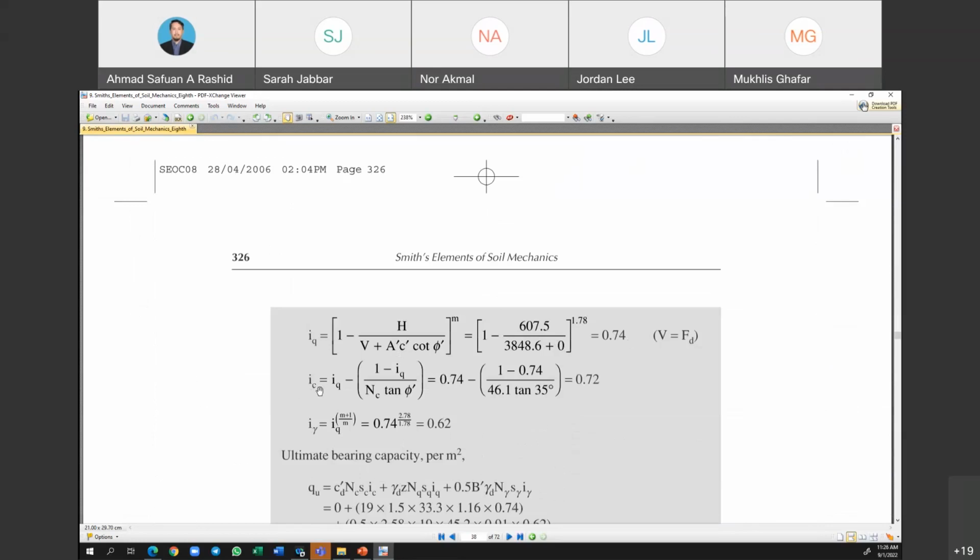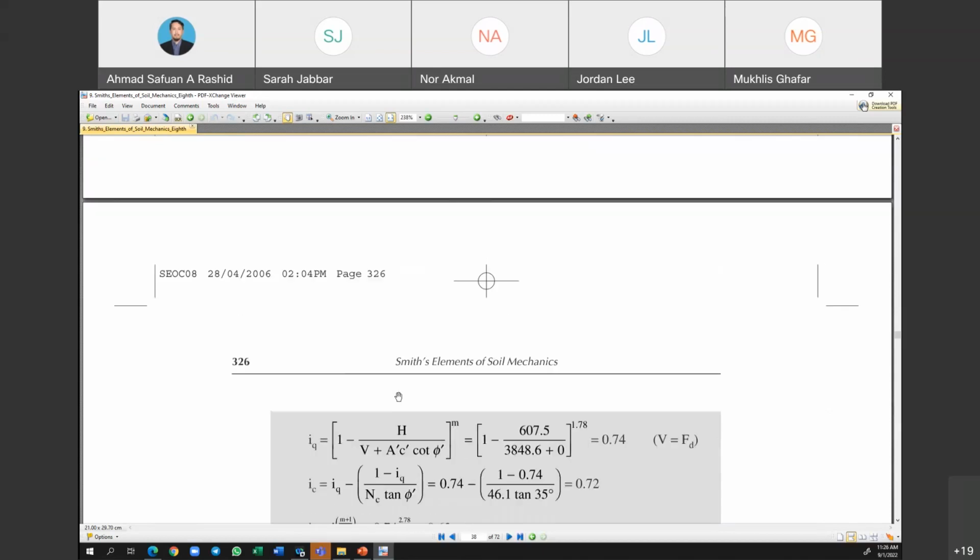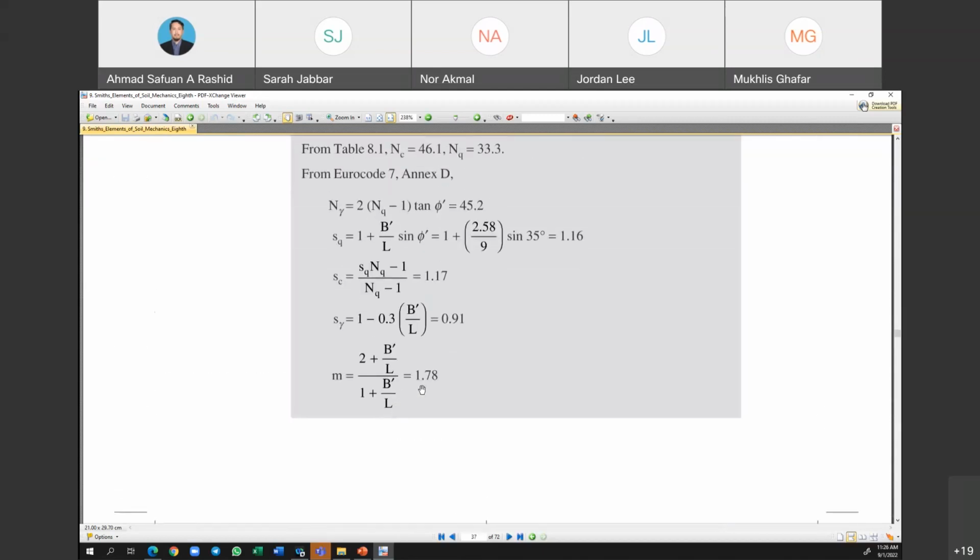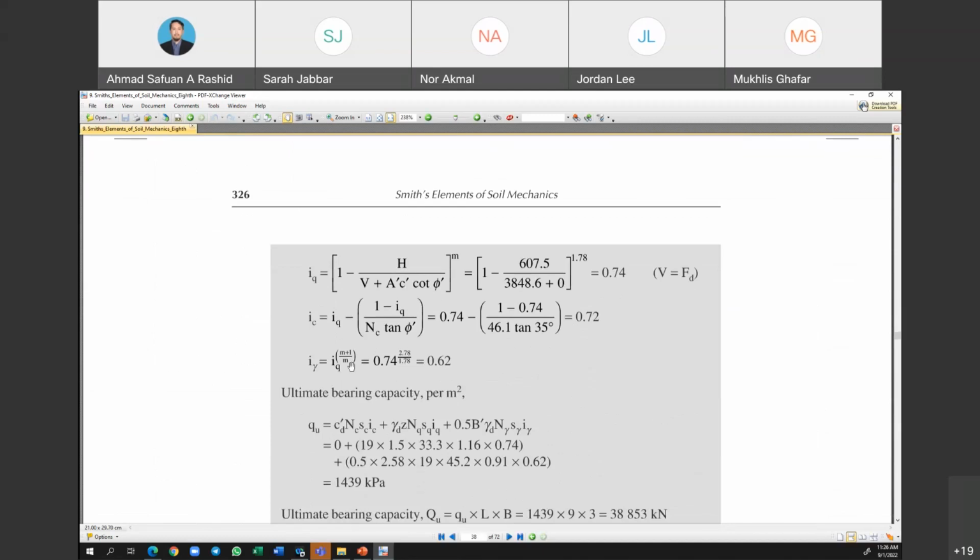So IC is equal to IQ. Then we include the IQ 0.74 here, and C46, tangent 35. So we obtain 0.72. For the I gamma, M is equal to 1.78, 1.78 plus 1 over 1.78, which gives 0.62. Then the ultimate bearing capacity per meter, based on the formula.